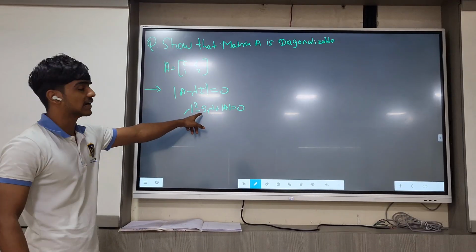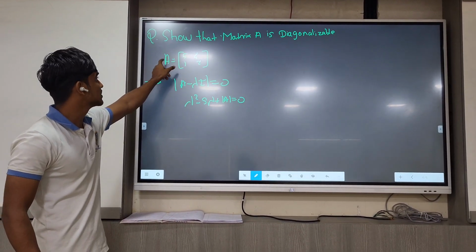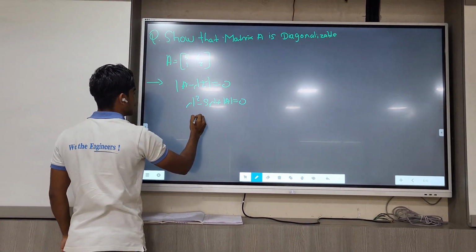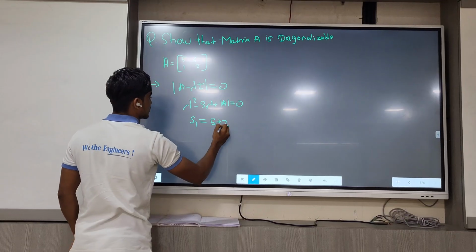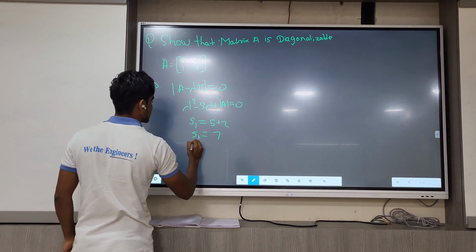So first we find the S1. So how do we find S1? We find S1 as the sum of the diagonal elements. So what are the diagonal elements? The diagonal elements are 5 and 2. So the sum of this, 5 plus 2, is 7. So S1 is 7.